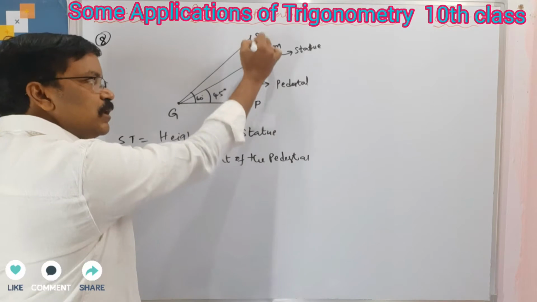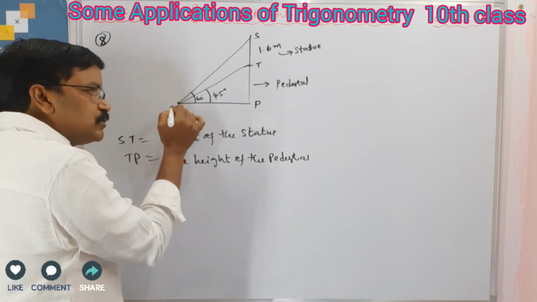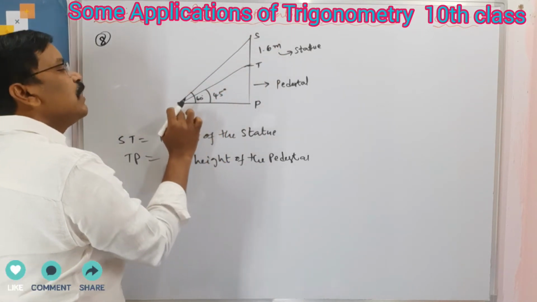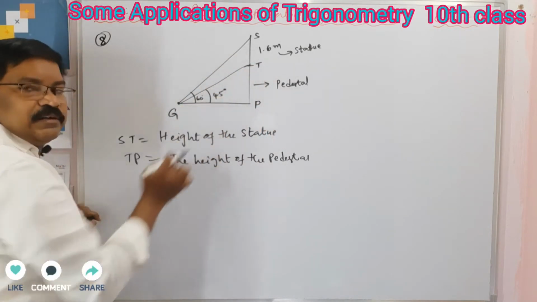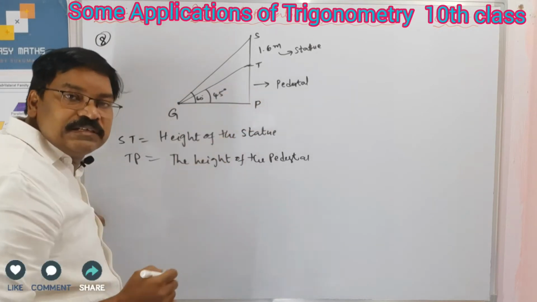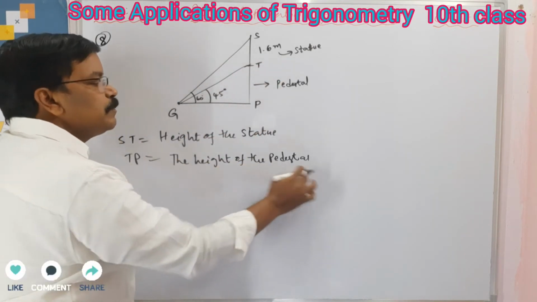Okay, this is the pedestal and this is the statue. From point G, the angle of elevation of the top of the statue is 60 degrees. The angle of elevation of the top of the pedestal is 45 degrees. We have to find the height of the pedestal. This TP is the height of the pedestal.